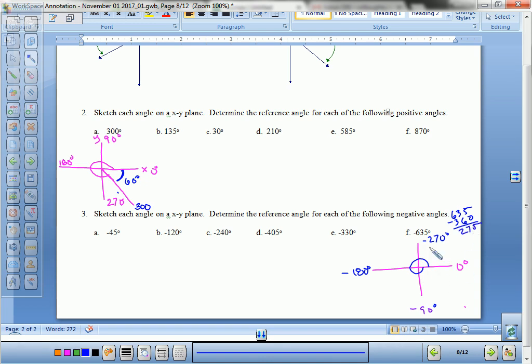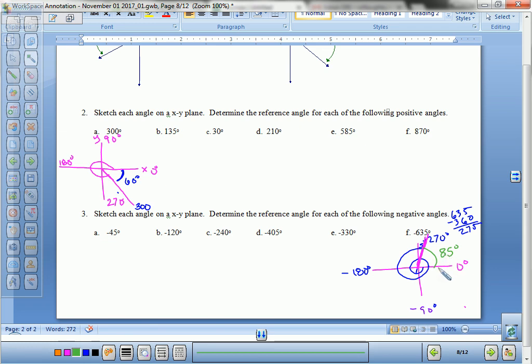So we have to think about where that would be. So we have to go another negative 275. So that's negative 180, that's negative 270, whoop, just passed. Negative 275. So we're 5 degrees past vertical. Does that make sense? All right. So this would be our terminal side right here. That'd be 85. Okay. And so our reference angle would be 85 degrees.